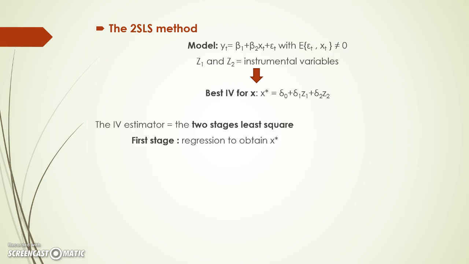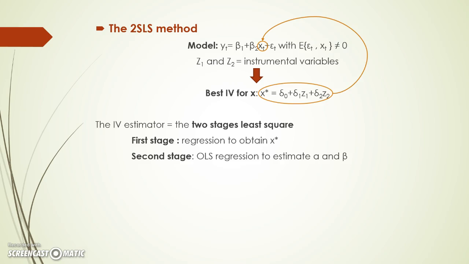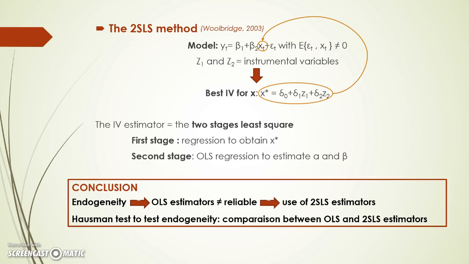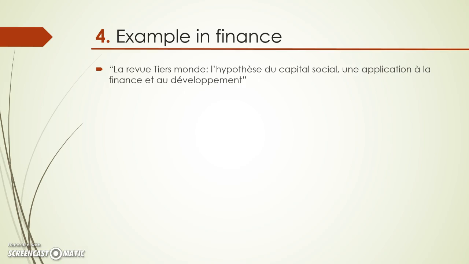The first stage designates the regression made to obtain the fitted value, and the second stage refers to the OLS regression to estimate alpha and beta, because when we use x star instead of x, there is no endogeneity problem anymore. In conclusion, when there is endogeneity, the OLS estimators are not reliable and it's better to use the 2SLS estimator. Other methods can also be used to reduce endogeneity, like using fixed and random effects, matching method, regression discontinuity design, and difference estimator. We will conclude with an example of endogeneity in finance.